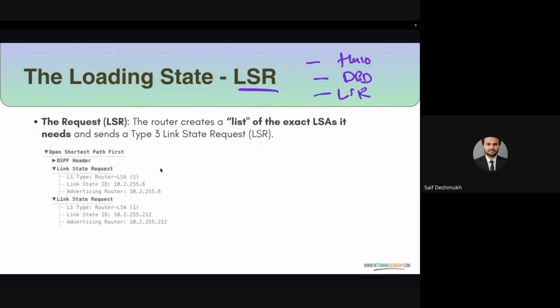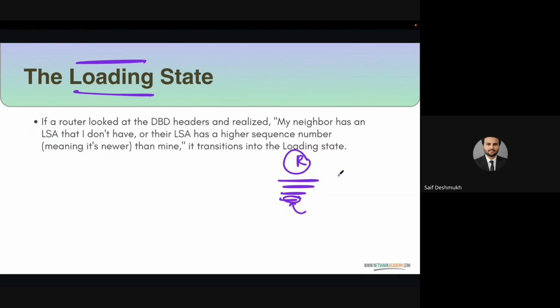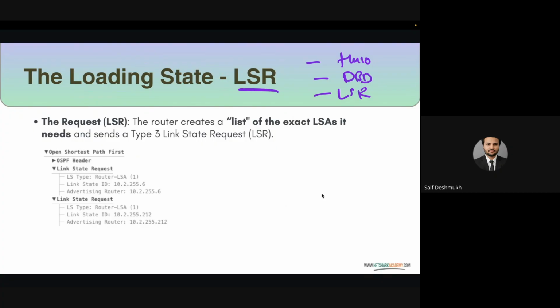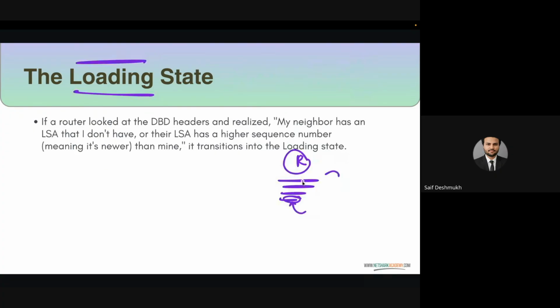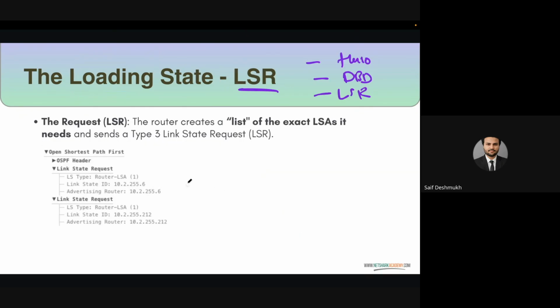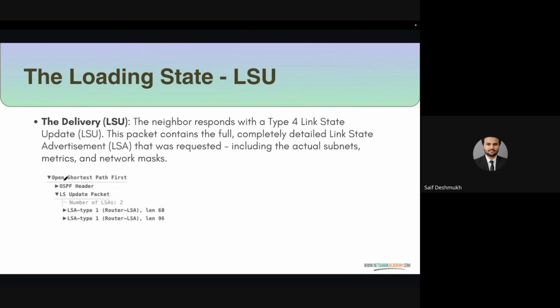Link state request packets serve only one purpose. Out of all the DBD information we received, we figure out what we want, and it is asked specifically inside the link state request. Only the headers are going to be in there, so that the sender knows what it needs to send.